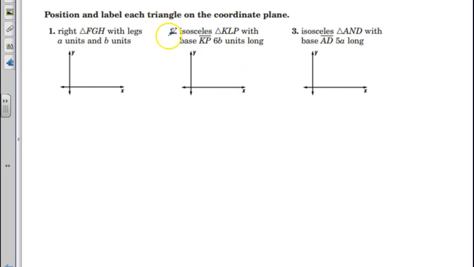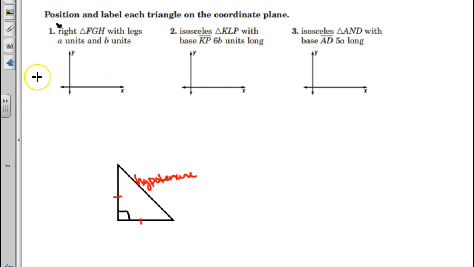It says position and label each triangle in the coordinate plane. Right triangle FHG. So first we know there's a right angle with legs A units and B units. Let's talk about a right triangle real quick and then figure out how we're going to put this in the coordinate plane. When we have that right angle of the right triangle, these are called the legs. This is called the hypotenuse. So legs would be this side and this side.